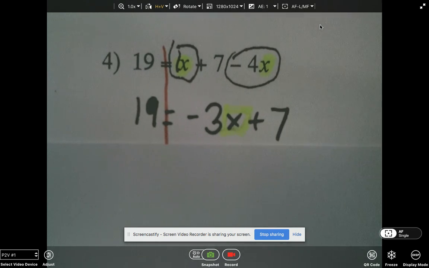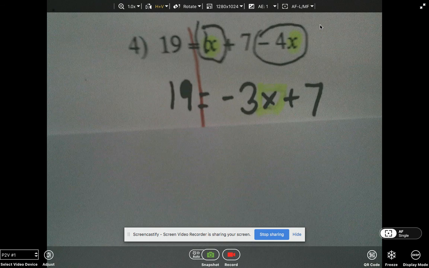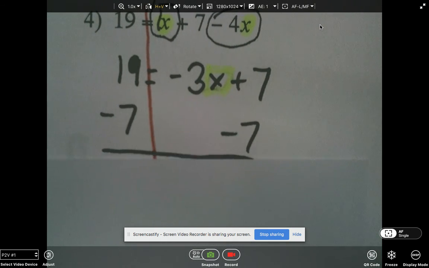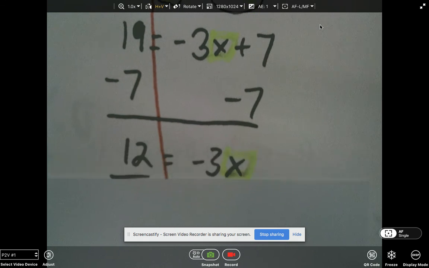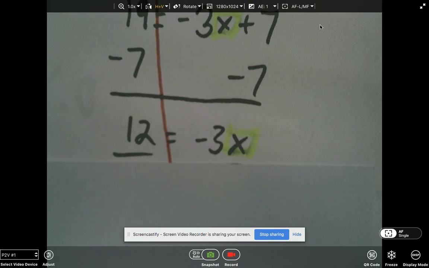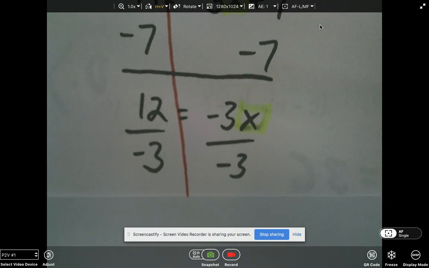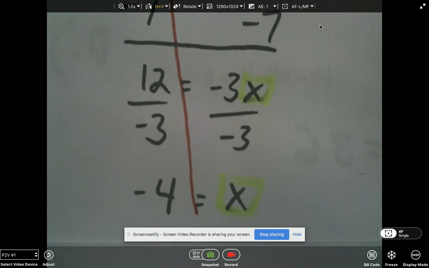All right, going through our two-step equations now. What is the next step? Minus 7 on both sides. What are we left with? 12 equals negative 3x. And the next step, divide by negative 3. And the final answer, x equals negative 4.